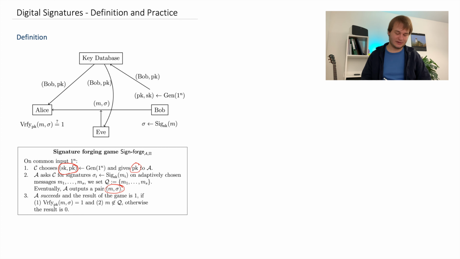And he wins if M is not one of the messages that he has queried, because then it's easy to find a signature for it. Just use the one that was provided. And the signature must be valid, obviously.